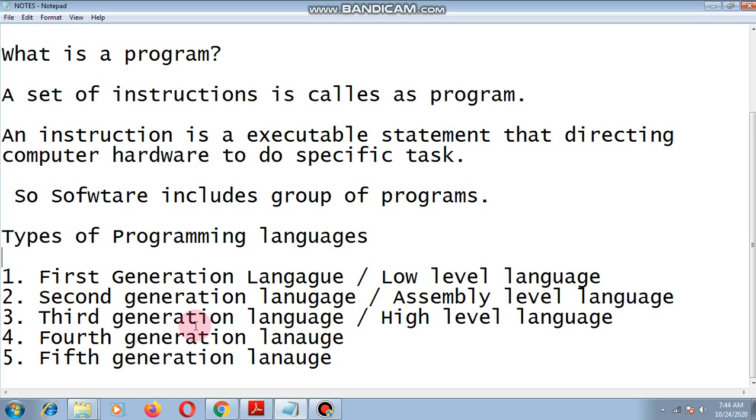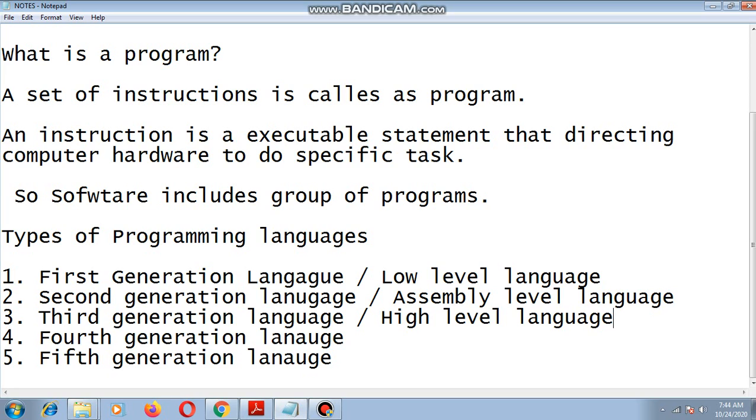This programming language is not directly understood by the system. That's why an assembler is used for converting assembly level language to machine level language, and again machine level language to assembly level language. Next, scientists developed another programming language called third generation programming language.